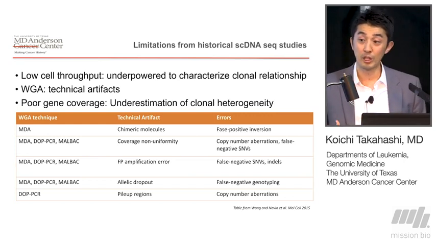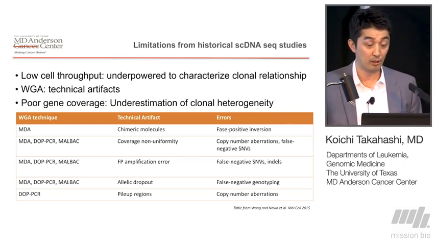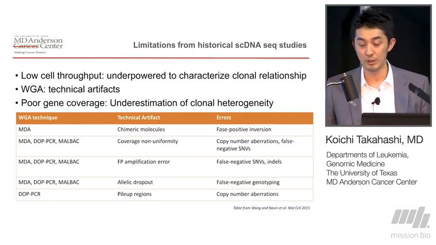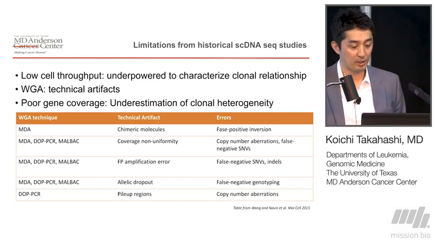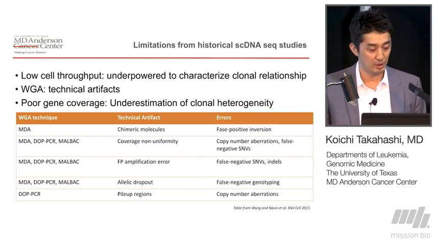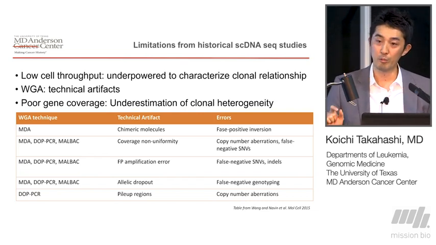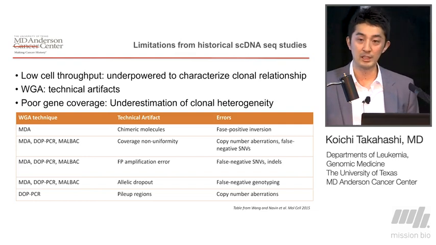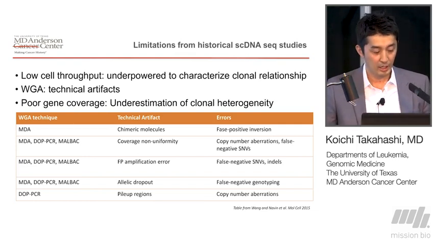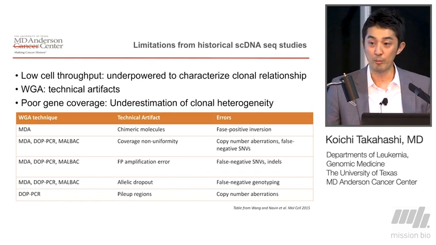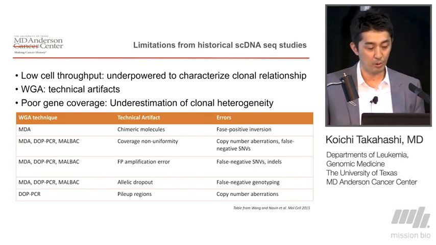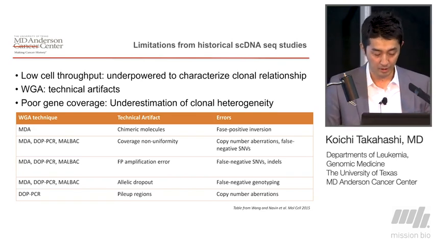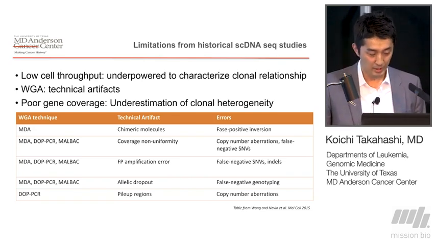When you do single-cell whole genome sequencing, the problem is the low cell throughput. You can only analyze about 50 or 100 cells, which is underpowered to really characterize the clonal relationship of multiple mutations. But if you choose a targeted approach like 1 or 2 genes, you may be able to interrogate more cells, but you are underestimating the real clonal heterogeneity. And also, with the whole genome amplification that is embedded in the protocol for single-cell whole genome sequencing, that creates a lot of artifacts and errors, which will also confound your analysis.